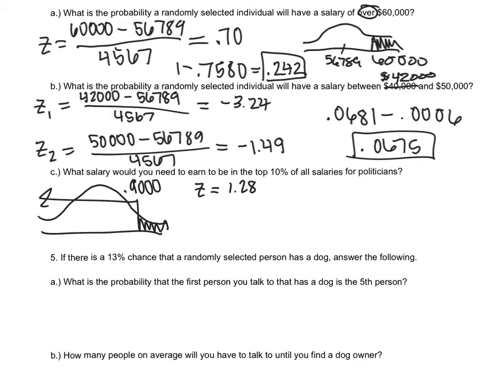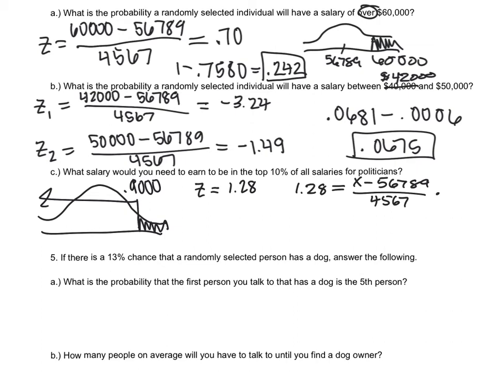We're now going to use our known z-value and set it equal to the equation we used in A and B to find that x value. So we're going to have 1.28 equals x minus our mean, 56,789, all over our standard deviation, 4,567.